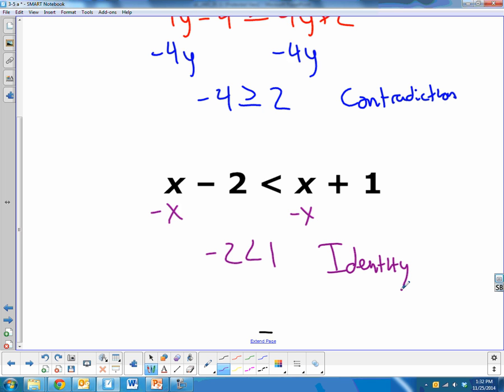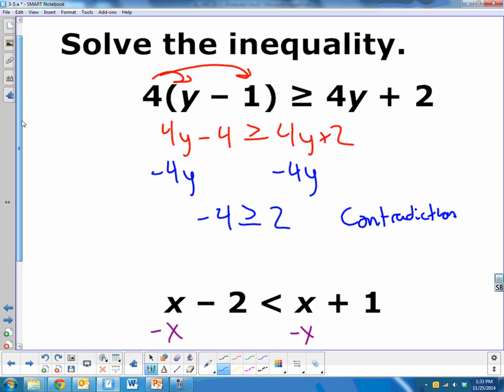There we go. So it doesn't matter what value we choose for x, this will always be true. There's an infinite number of answers that will always work for this problem. You can choose any number for x, and it will always be true. Same thing with the contradiction, or the opposite, I guess. You could choose any value for y. It will never work, so there's no solution for that answer.